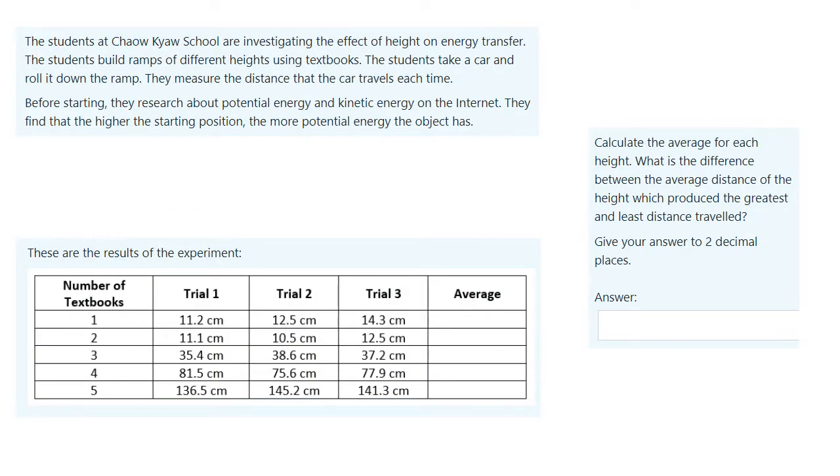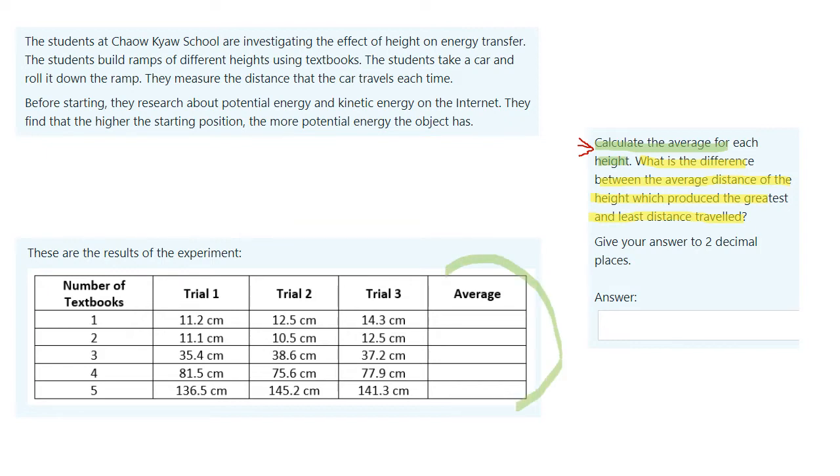Now calculate the average for each height. What is the difference? First step, calculate the average, but then the question says, what is the difference between the average distance of the height which produced the greatest and the least distance traveled? So which one had the longest distance? Which one had the shortest distance? And what is the difference between them? So the first step is to calculate the average for each height.